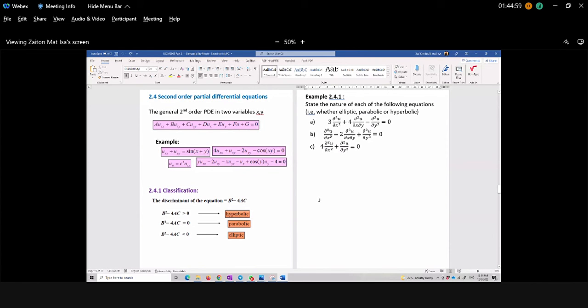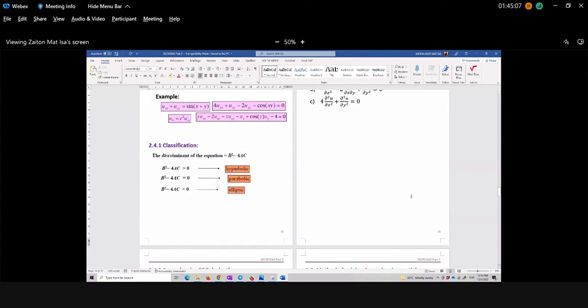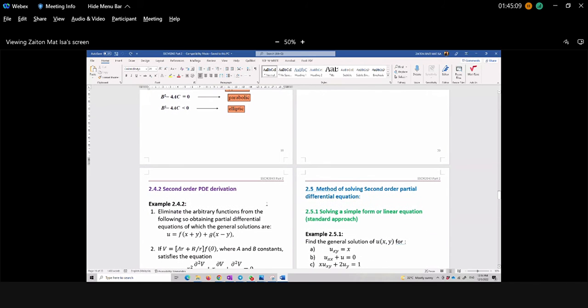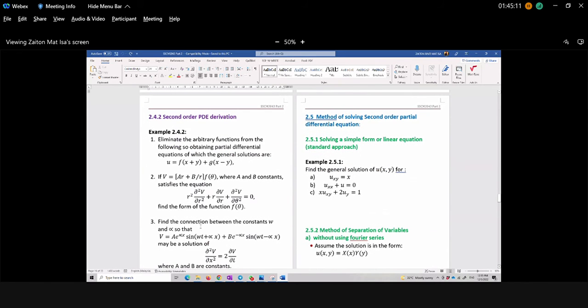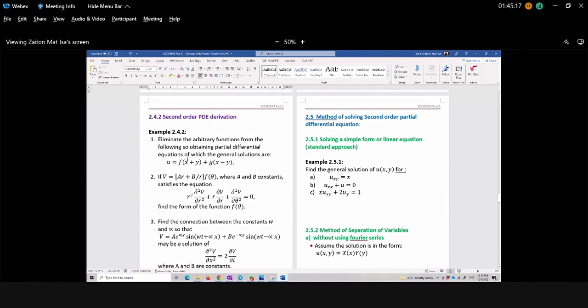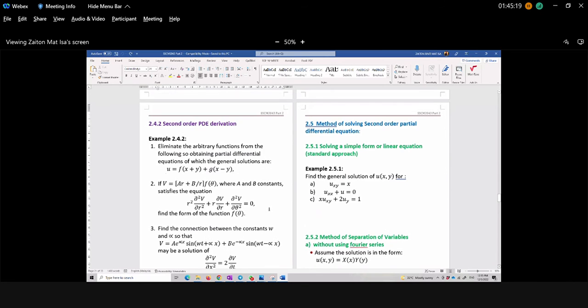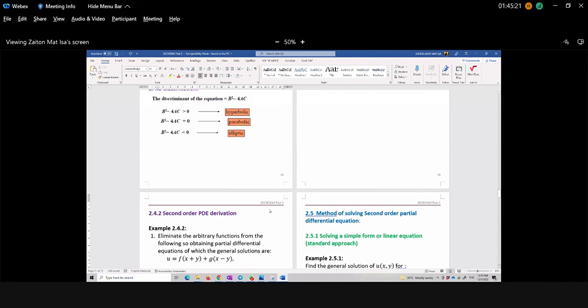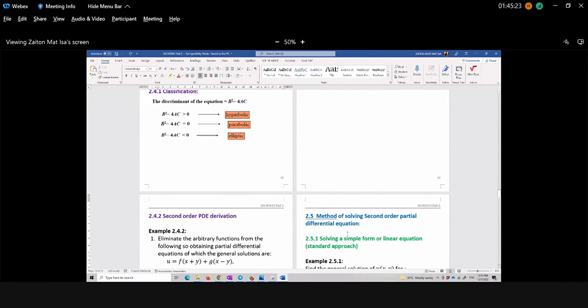Okay, kita warm up dulu dengan yang introduction to second order, dia punya classification. Method belum lagi, kita just nak yang ini. Dia macam intro lah. Kadang-kadang saya skip dia ni, tak apalah. Ini je kita bincang, yang ini next week. Okay.